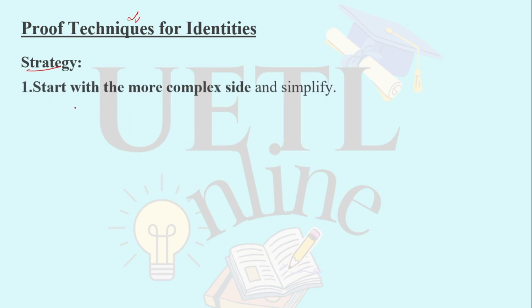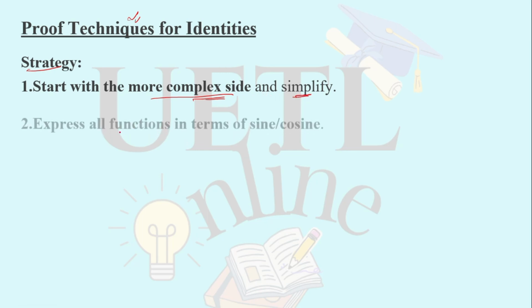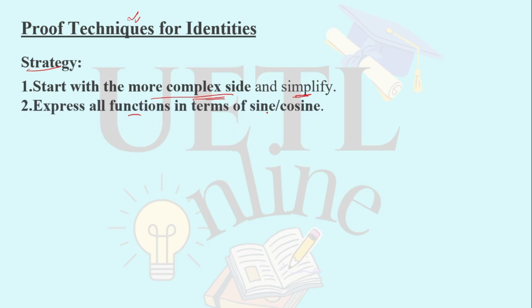The first thing is we are going to start with the more complex side. Given an equation with two sides, we are supposed to prove this side is equal to this side. You find the more complex side. This is the side you are going to simplify. Then next we are going to express all functions in terms of sine and cosine.